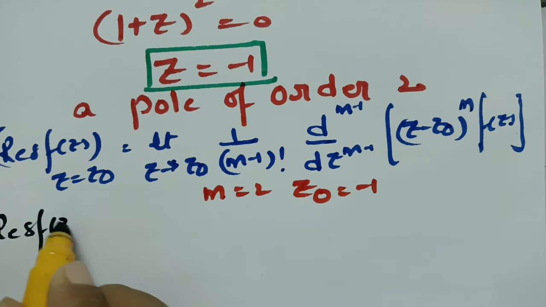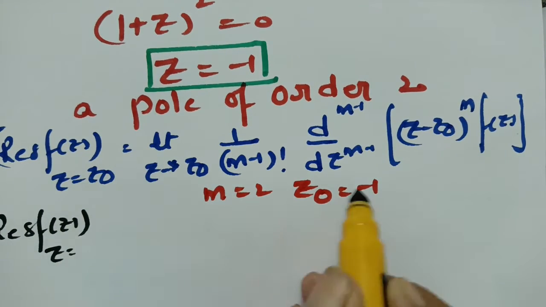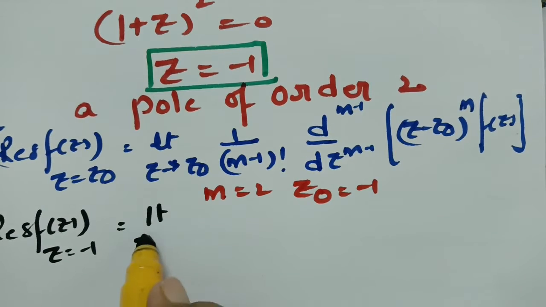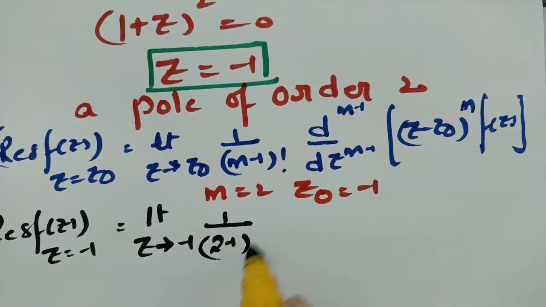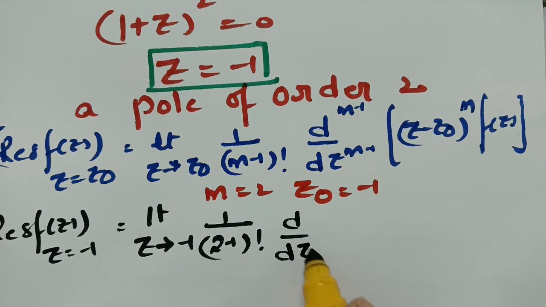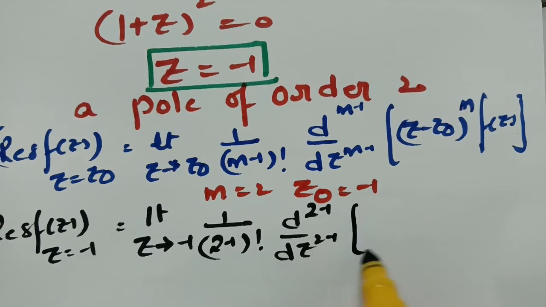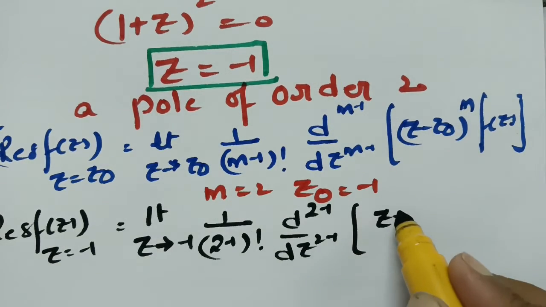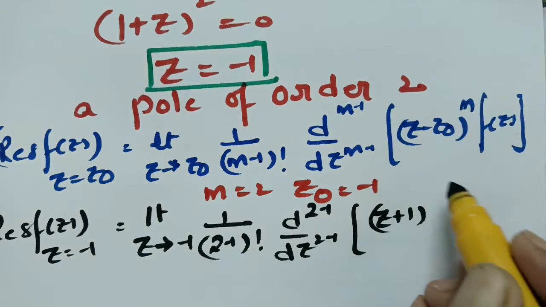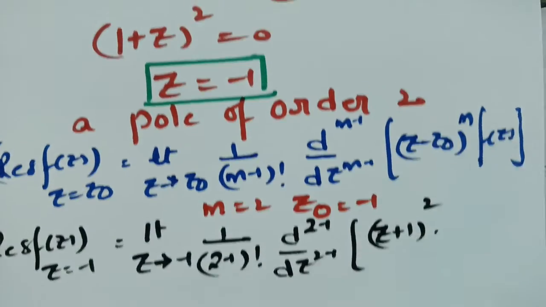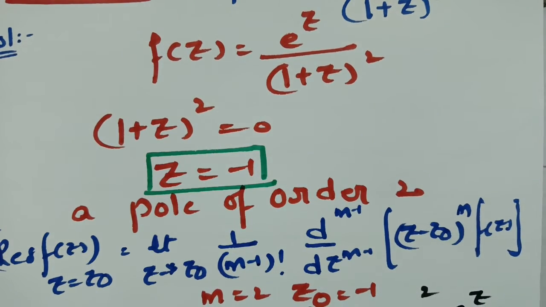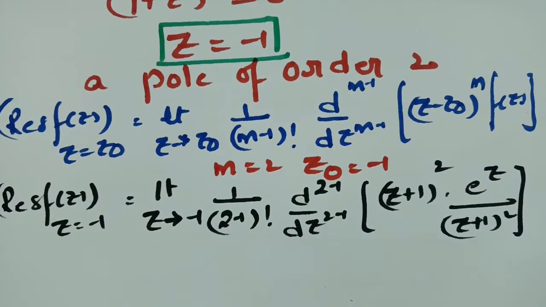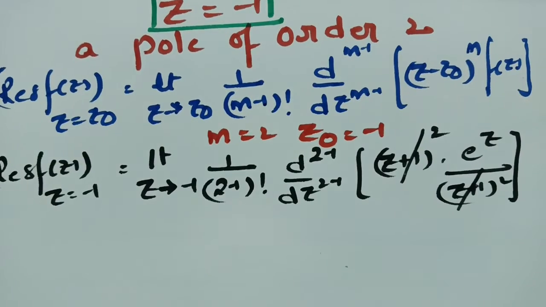So if I substitute in the formula, we'll be getting the residue value. Therefore residue of f of z at point z naught is equal to minus 1 is equal to limit z tends to minus 1, 1 by m minus 1, so this is 2 minus 1 factorial into d by dz power 2 minus 1 into z minus of minus 1, so z plus 1, power m value 2, into f of z. So what is our f of z value? F of z value is e power z by z plus 1 whole square. Clear? Now I can cancel the numerator as well as denominator and see what happens here.